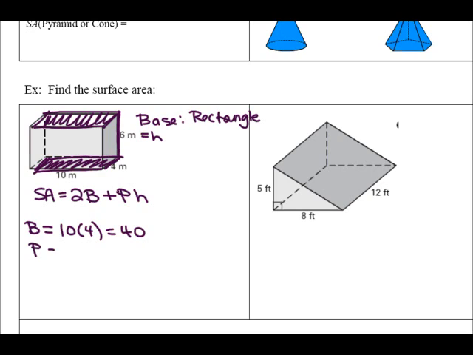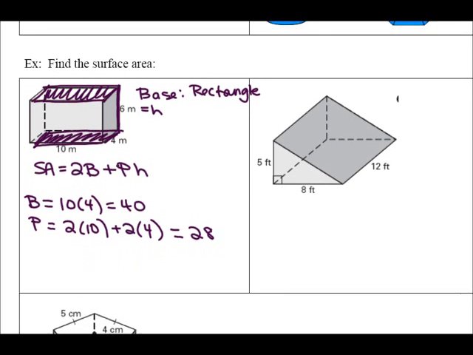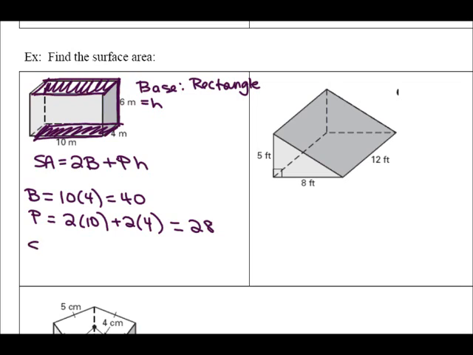And then you're going to calculate the perimeter of the base. So that's going to be 2 times 10 plus 2 times 4, which will give us 28. Once you have the area of the base and the perimeter of your base, it's just plug and chug.